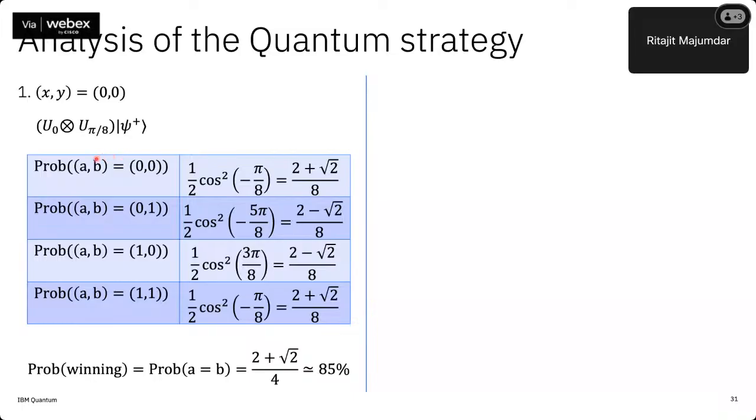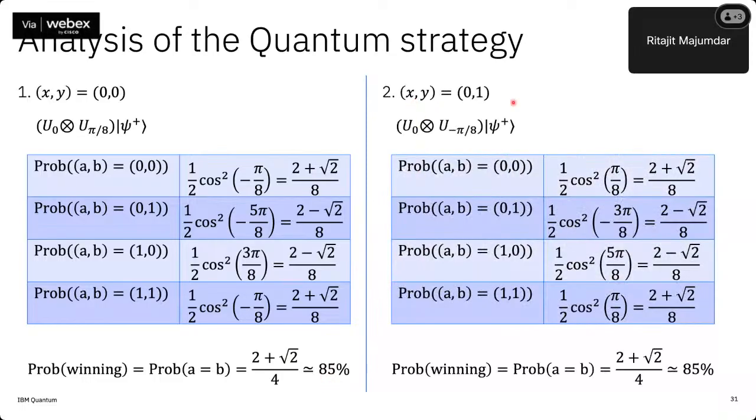When the outcomes are same. So in this case and in this case. These are the two scenarios. If the answer is 0, 0 or if the answer is 1, 1, they win. So what is the probability of that? It's this plus this, which is 2 plus root 2 by 4, which is roughly equal to 85%.